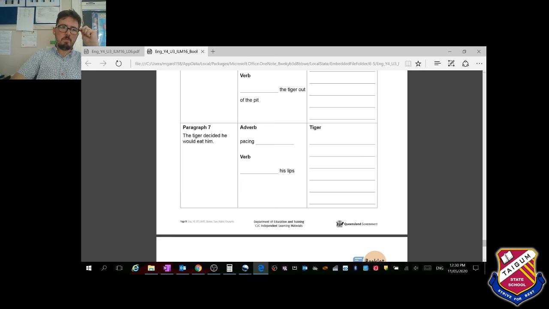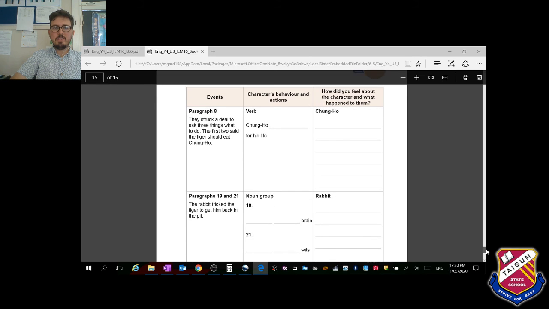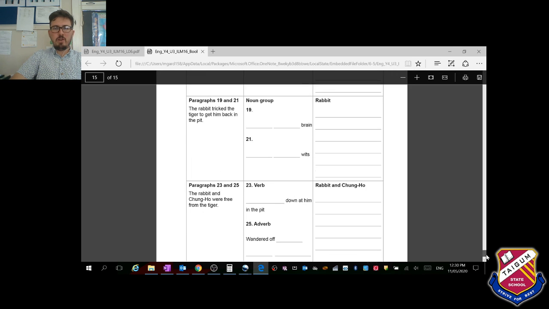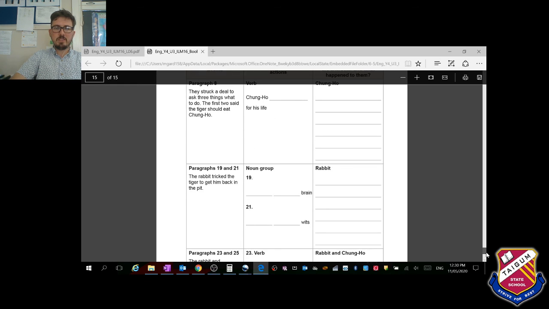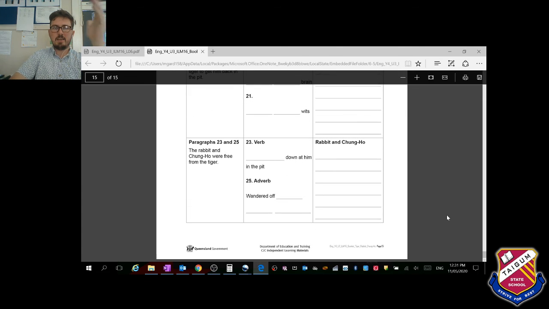You're going to do the same with paragraph 7, inserting an adverb. How did he pace? And you need to insert a verb as well. What's he doing to his lips? And then you need to write a bit about the tiger. And then you just complete that here, okay? So inserting your own noun groups, verb groups or adverbs, and adverb is a verb group, and how you felt about the character and what happened to them, all right? And that's the end of the booklet, okay?